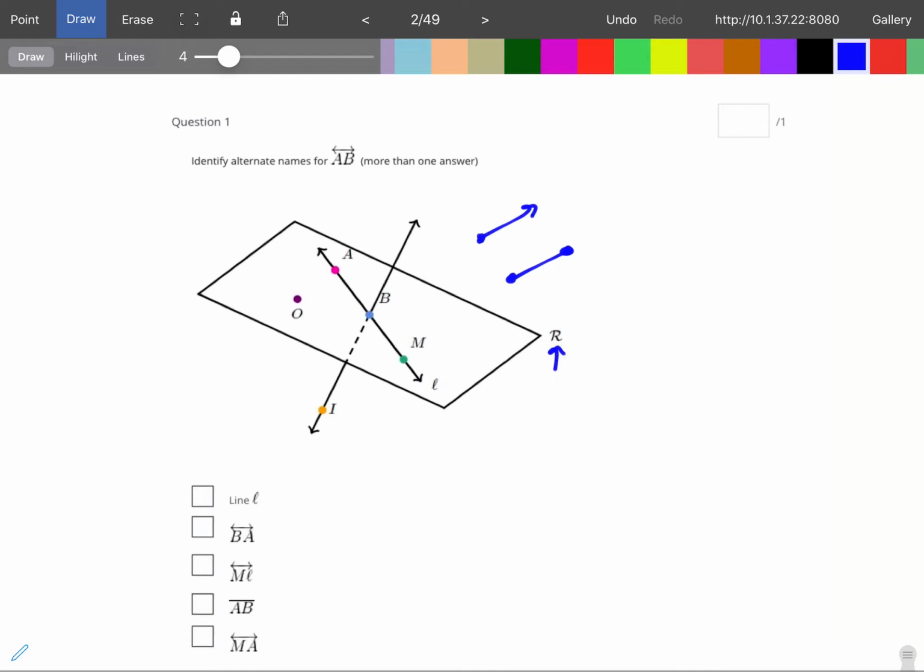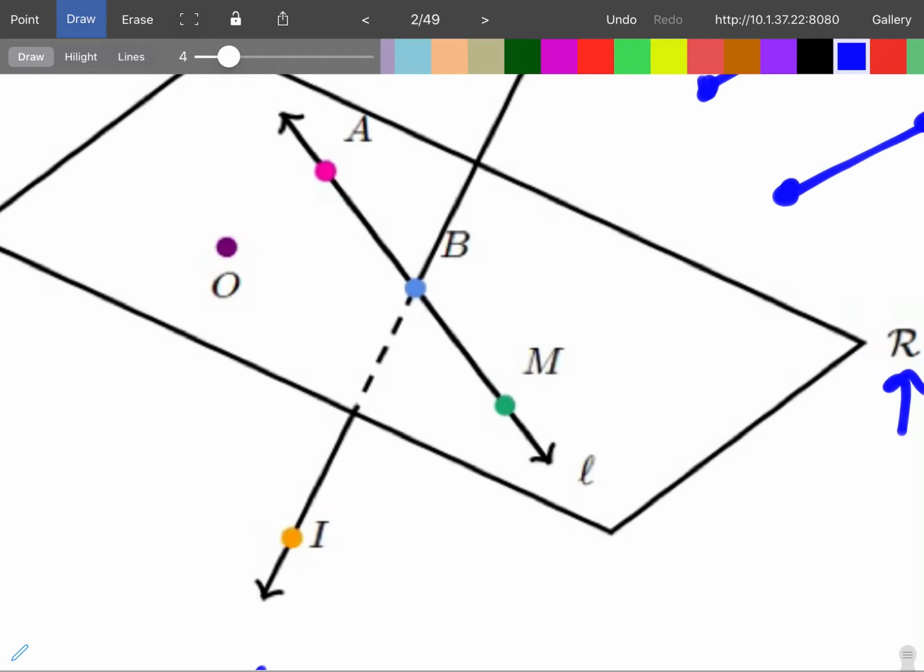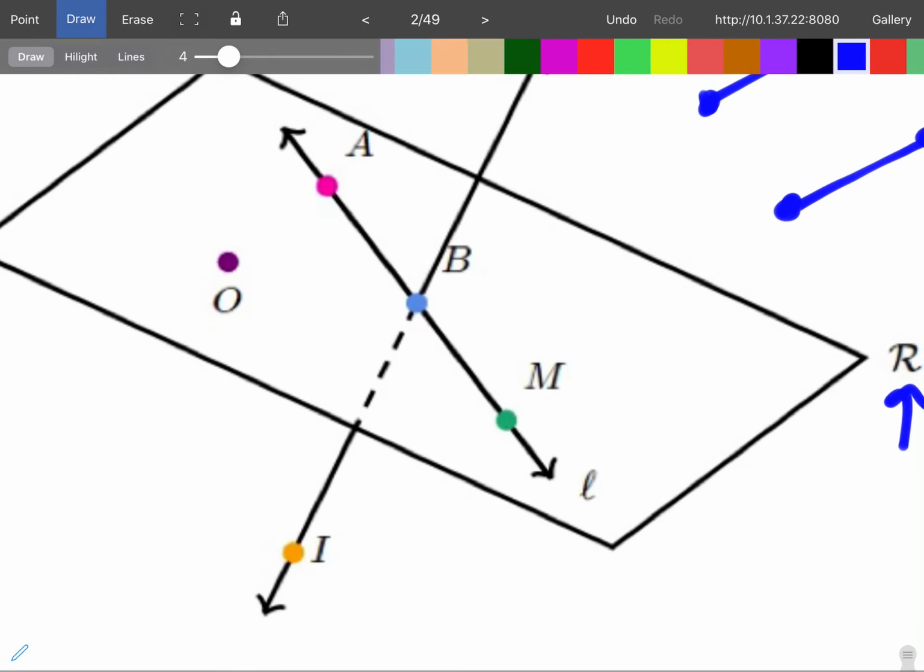Here, line AB, we had to pay close attention to what's above the letters. For example, that's the symbol for a line segment, and this one is the symbol for line, so they don't match up. So this one would have worked, this one would have worked, this one would have worked, those other ones, not so much. Remember that L here is not actually a point on the line, it's just the name of the line, or an alternate name. That's how you know, because there's not a point there.